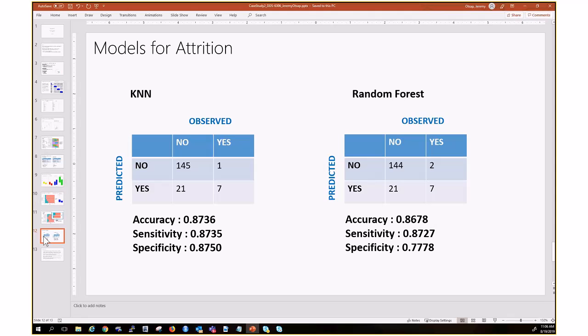We did 2 models for attrition, a K nearest neighbor and a random forest. The performance of both was fairly close. But as you can see, the K nearest neighbor performed a little bit better, with a little bit better specificity in this case.